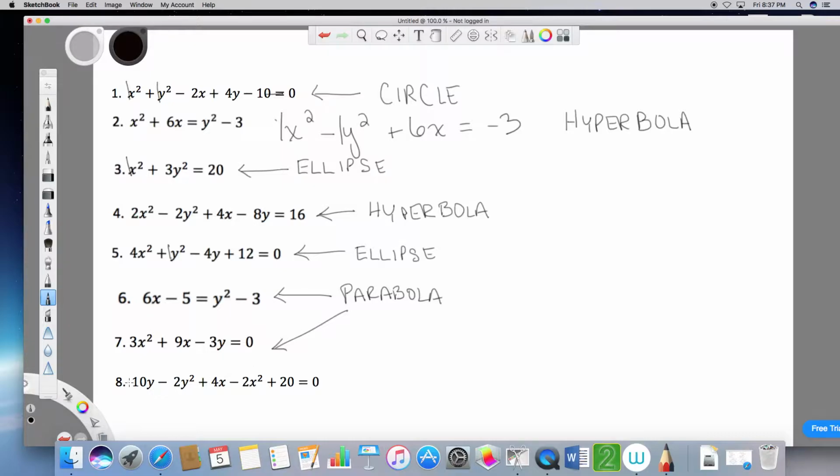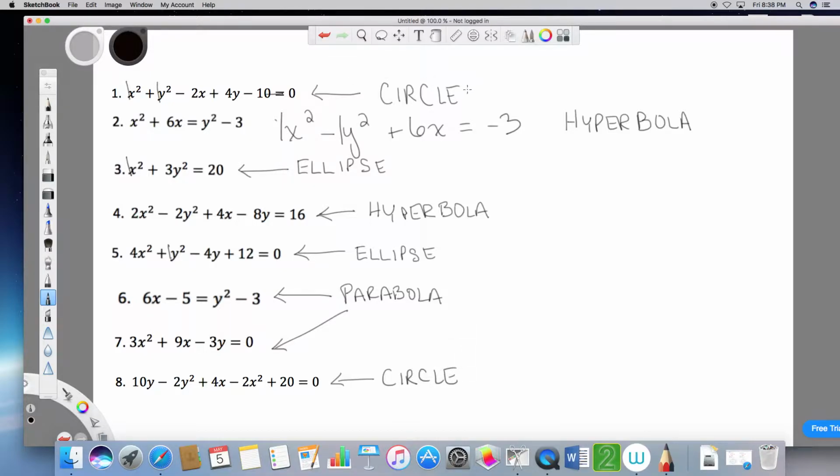And here in the last problem, number 8, I have a negative 2 in front of y squared, a negative 2 in front of x squared. Those are equal to each other. And whenever the coefficients are equal to each other, I know that this graph is a circle.